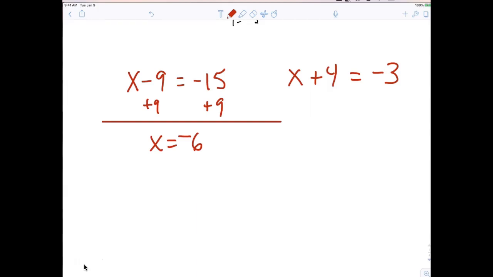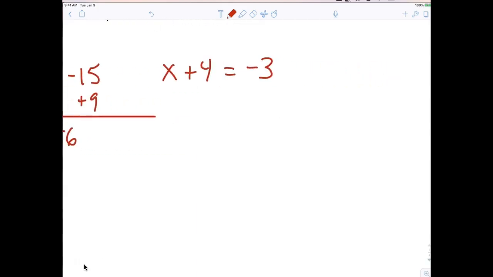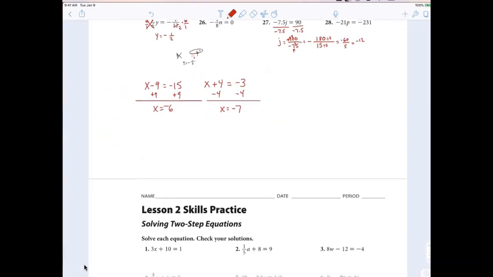All right, next. How do I undo addition? Subtract. So this would be minus 4, minus 4. So x equals what? Negative 7. Both signs are negative, so you add them. Any issues? All right, now let's get into the good stuff.